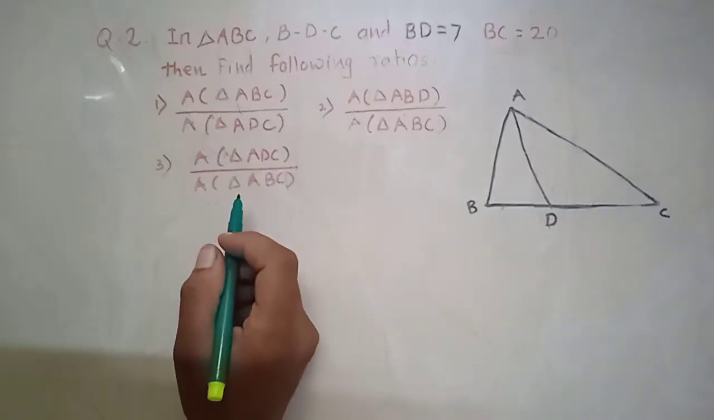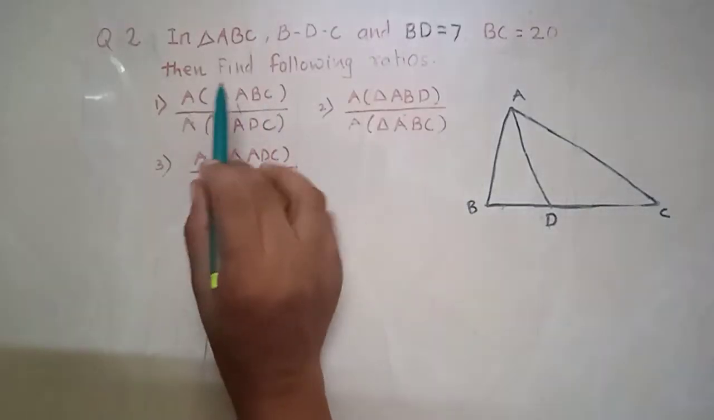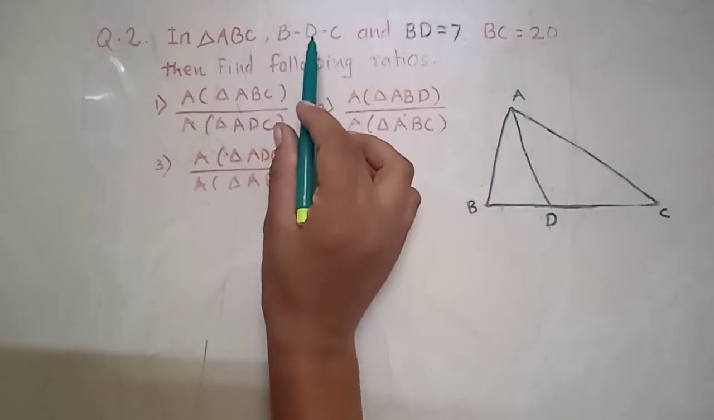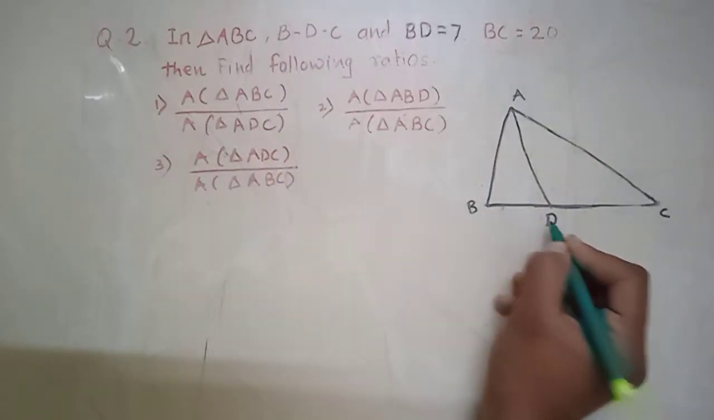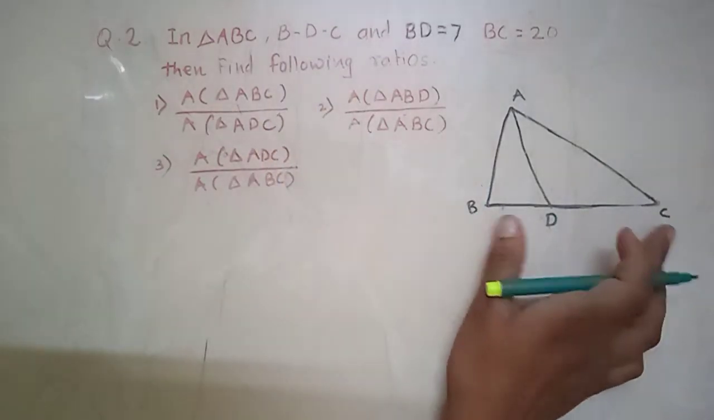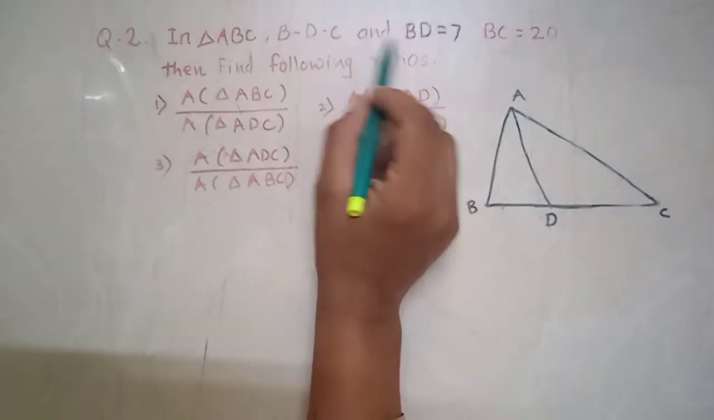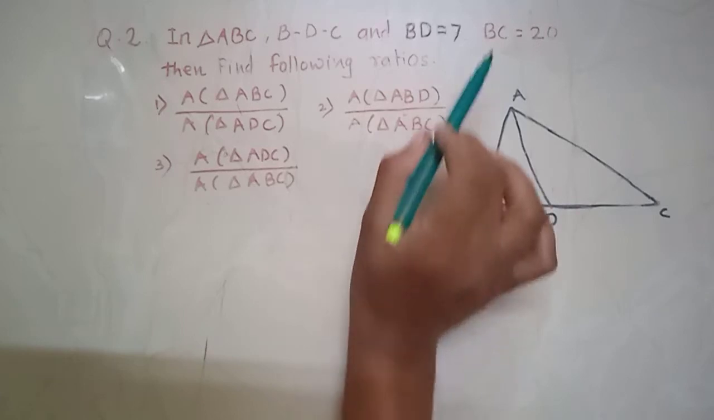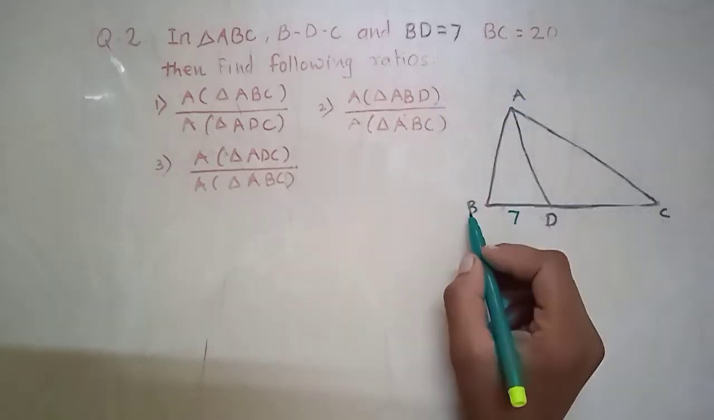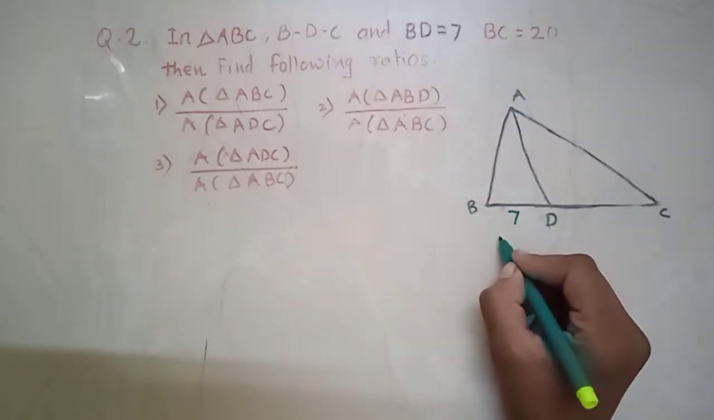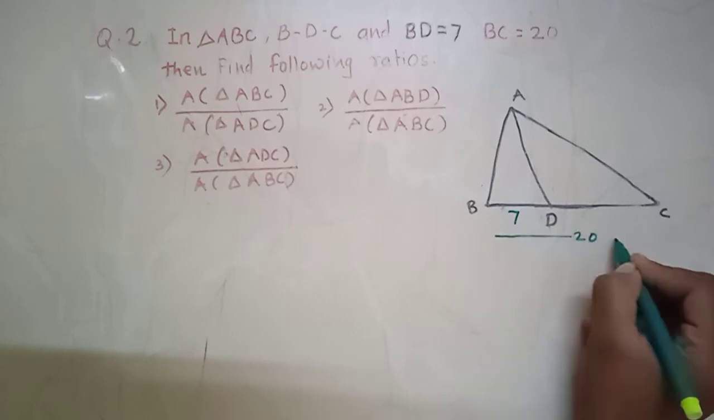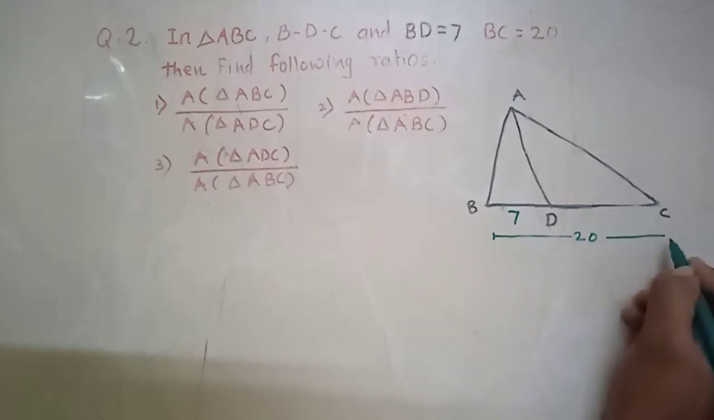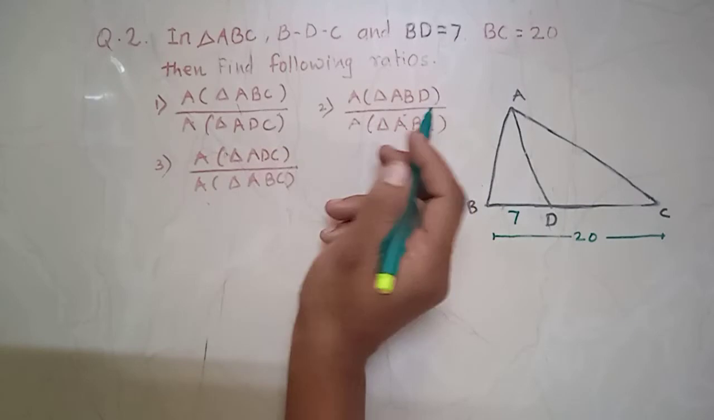Take down question number 2. Here, in triangle ABC, BDC is on one side, and BD is equal to 7, right? And BC is equal to 20, meaning the whole BC is 20. Then find the following ratios.